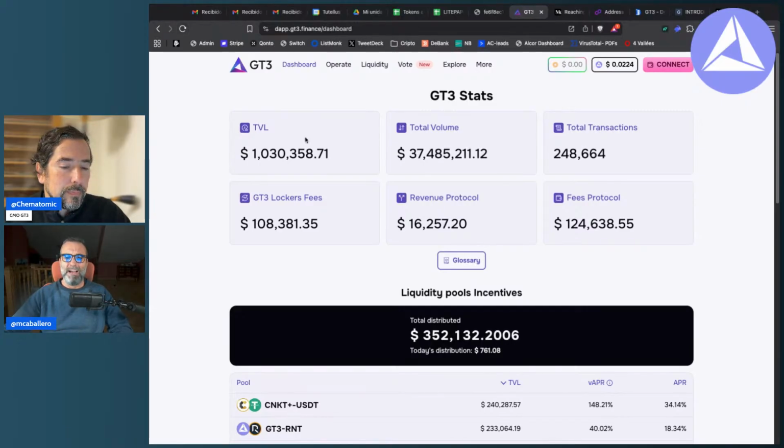Yeah, lastly, I will add as a key metric the ones about the money. It's always a very simple metric to understand: the money the GT3 lockers get, the money the revenue gets, and the total money, which is the sum of these, that the protocol, the GT3 DEX, generates. These metrics are updated at the end of each cycle, once per month. We will see on the 1st of February how it is increasing, but this is the real metric.